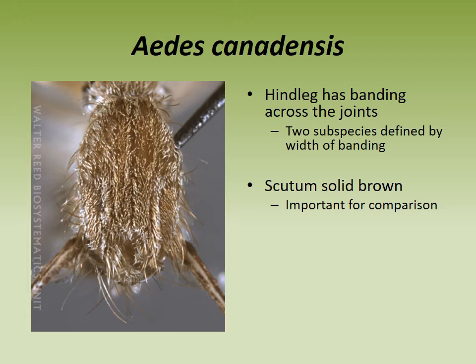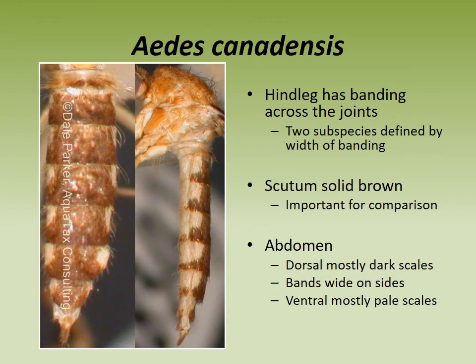The scutum, the top of the thorax, is going to be a solid brown. The dorsal side of the abdomen is going to be mostly dark scales, as seen on the left here. You can see the lateral scales kind of popping through on the sides. The bands on the sides will be wide, and they will flow into almost an all pale scale ventral side of the abdomen.